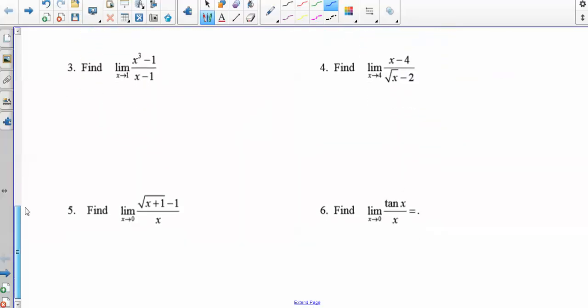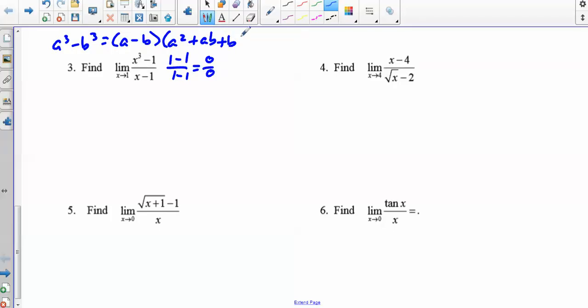In problem 3, direct substitution gives us 1 minus 1 over 1 minus 1, which is 0 over 0. So we need to fix this problem. We need to factor the numerator with the pattern for the difference of cubes. So here's the pattern: a cubed minus b cubed equals (a minus b)(a squared plus ab plus b squared). This is a pattern you should have learned in Algebra 2, and you need to memorize this pattern.